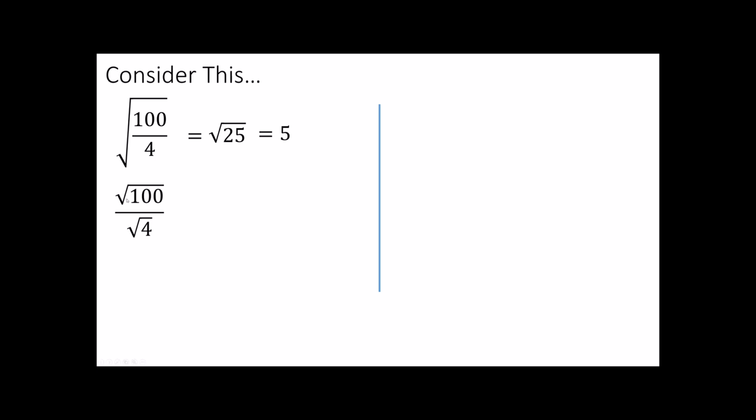If I were to write the numerator under a square root, and the denominator under a square root, and use this division bar as my grouping symbol, meaning I do everything on top first, everything on bottom second, and divide last, you'll find that the square root of 100 is 10, and the square root of 4 is 2, and 10 divided by 2 is 5. Now, that shows us that the square root of 100/4 is the same as the square root of 100 divided by the square root of 4.